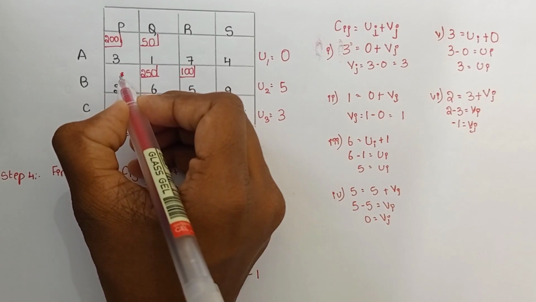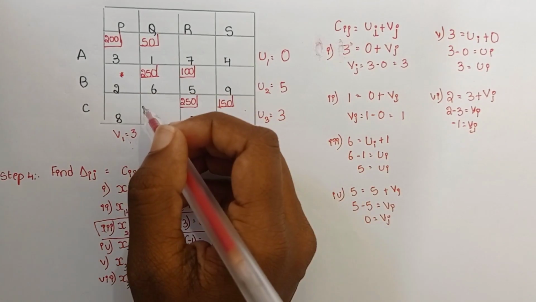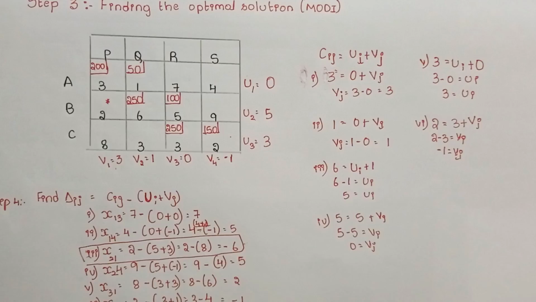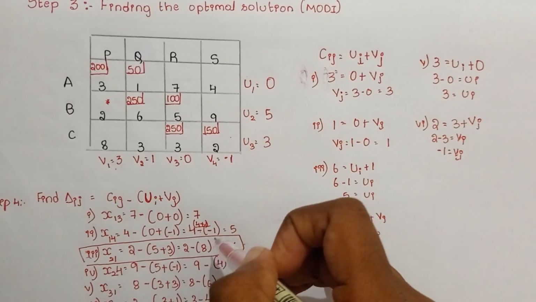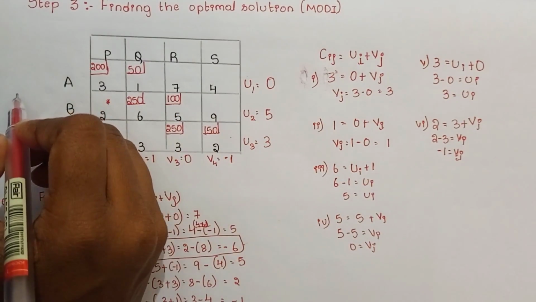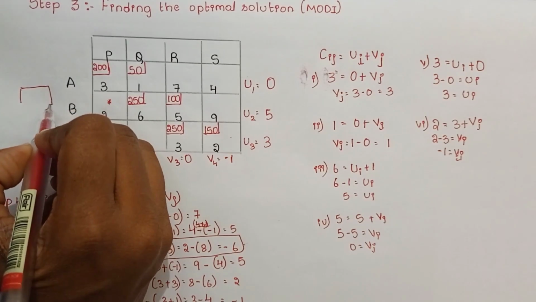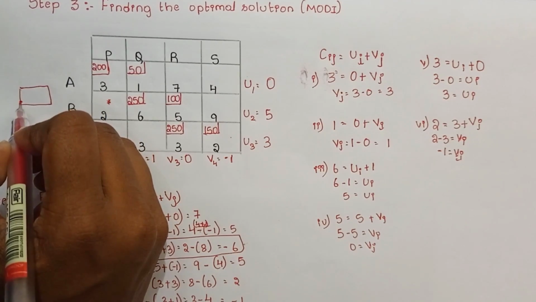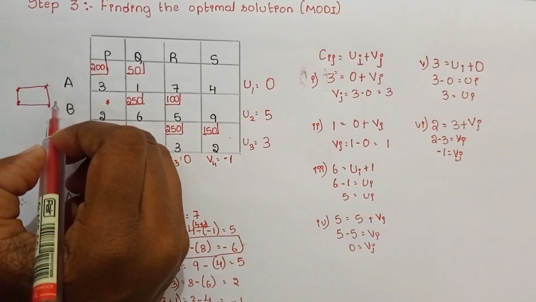So using this cell, we have to do the looping technique to get the optimum solution. Now I have selected this cell for the looping technique. The first rule of this loop is it should be a closed loop like this. It should not be an open loop. It should have corners. Okay, like this it should have corners.